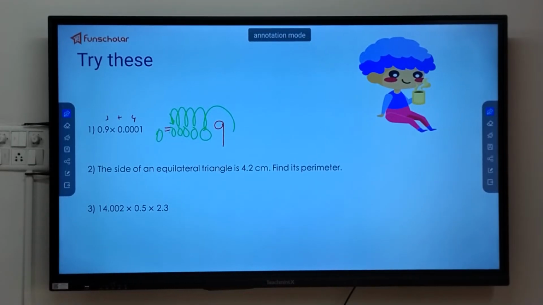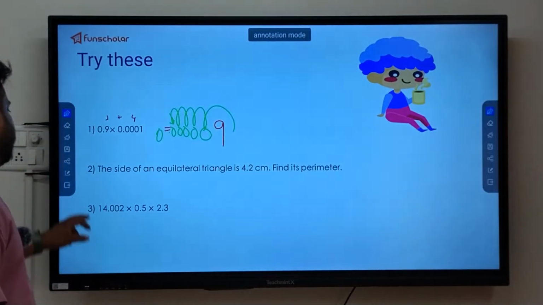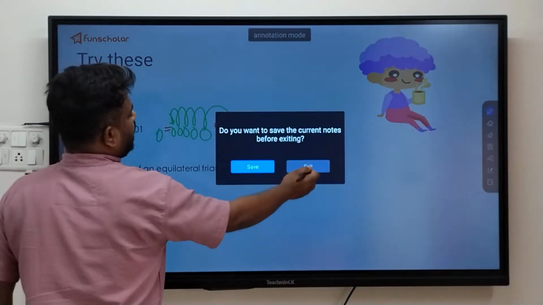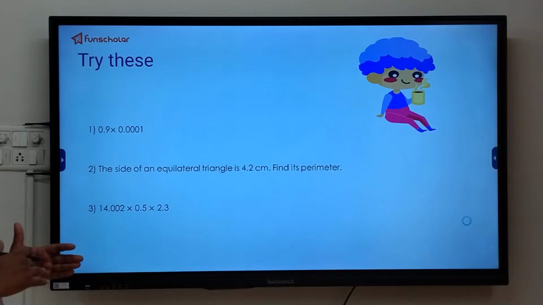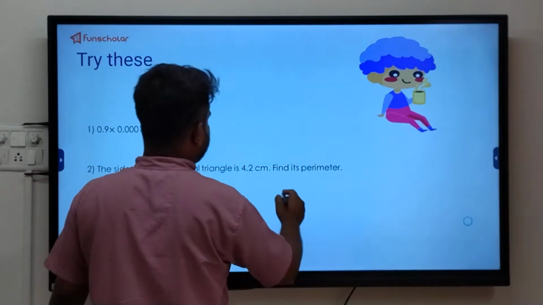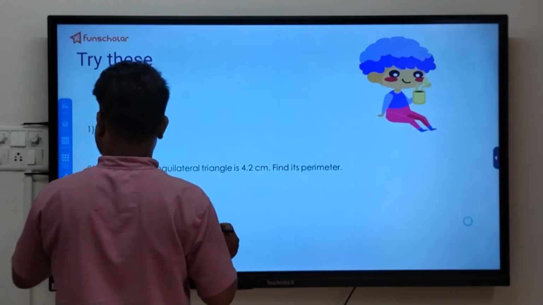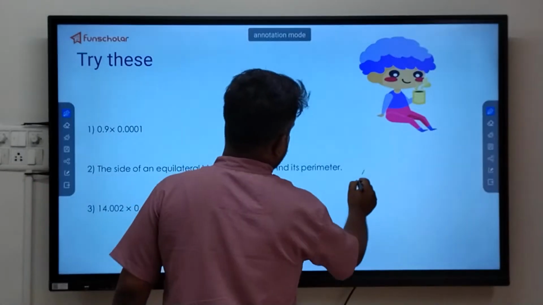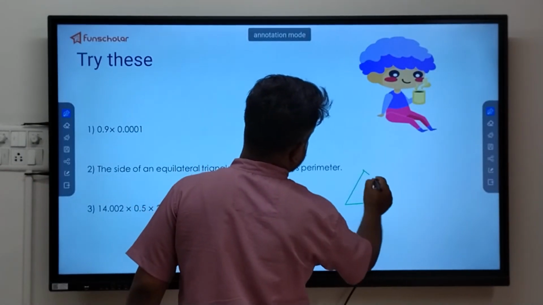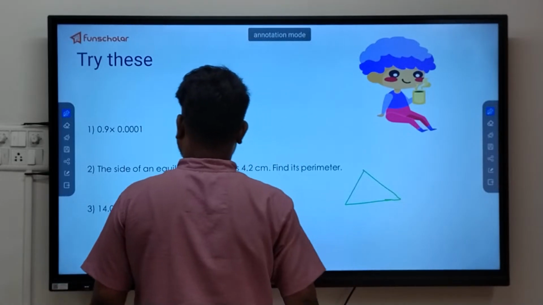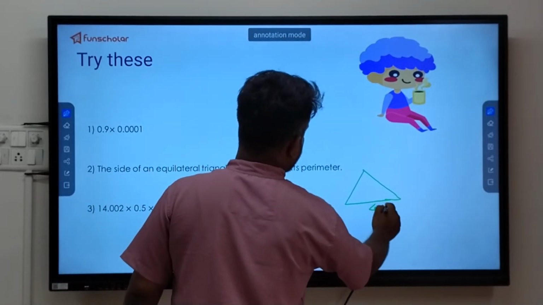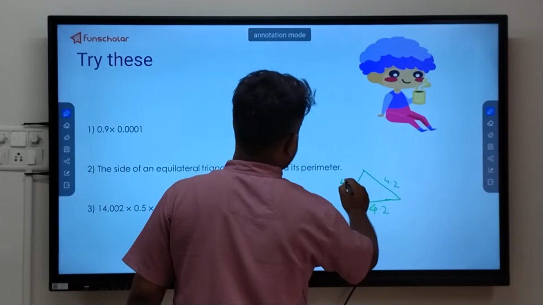The side of an equilateral triangle is 4.2 meters. Find its perimeter. I hope you know the rule of the perimeter. An equilateral triangle means the triangle which has all the sides equal. So every side will be 4.2, 4.2 and 4.2.